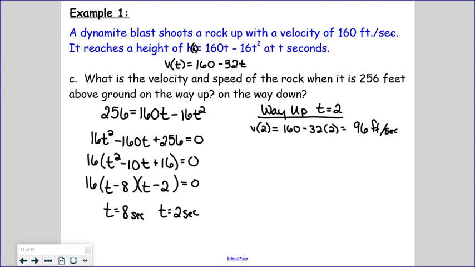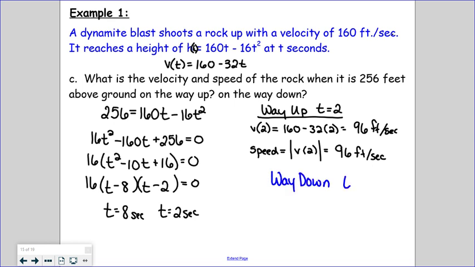It also asks us to talk about the speed. And remember from several pages ago that speed will equal the absolute value of our velocity. Well, our answer was already positive, so it's going to be the same, 96 feet per second. Speed does not account for which direction it's headed. It's just how fast it's going. Okay?